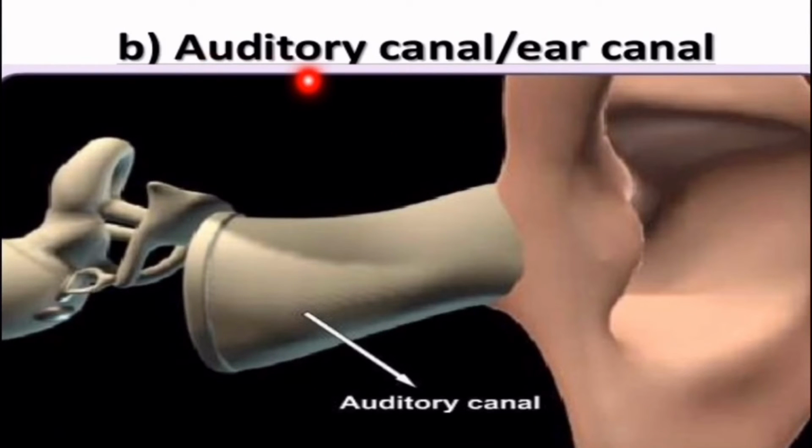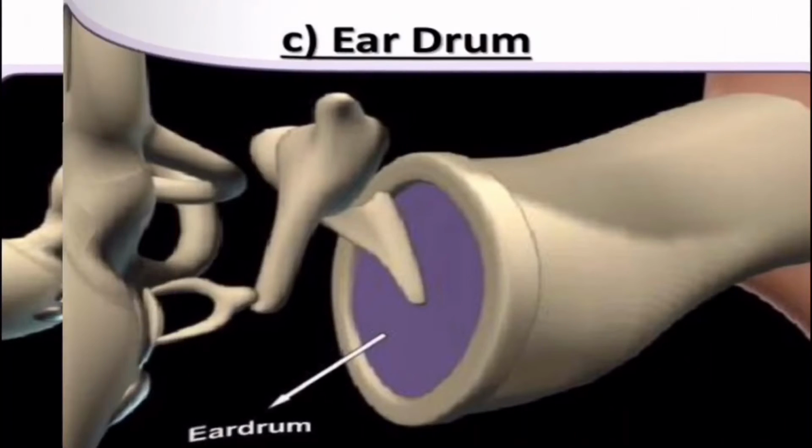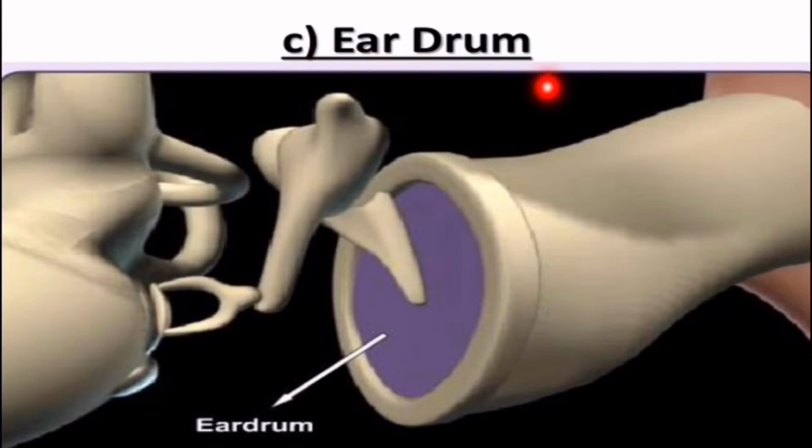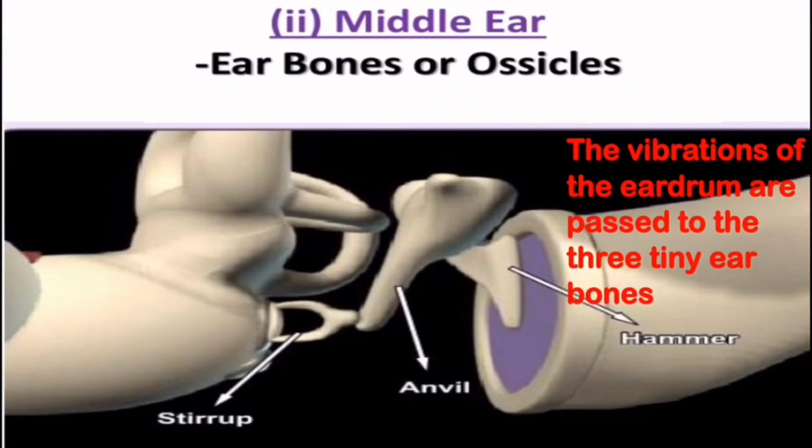The second part of our outer ear is the auditory canal. It is also known as the ear canal. This ear canal is connected to the pinna. Then the third part of our outer ear is the eardrum. Here it is, eardrum.